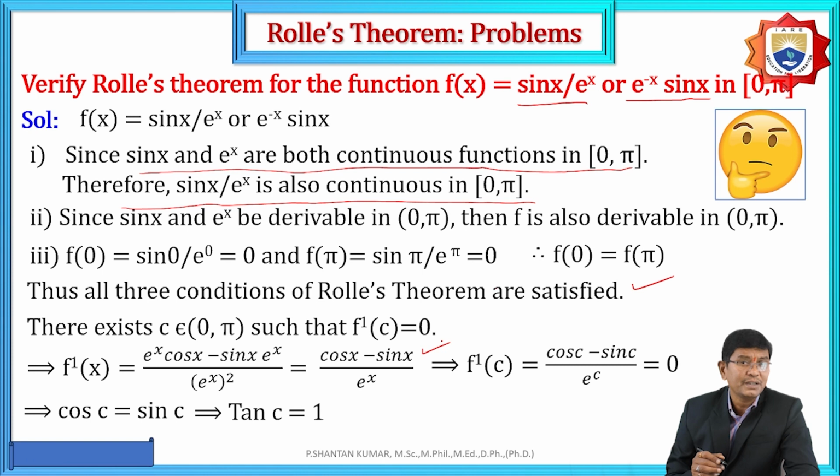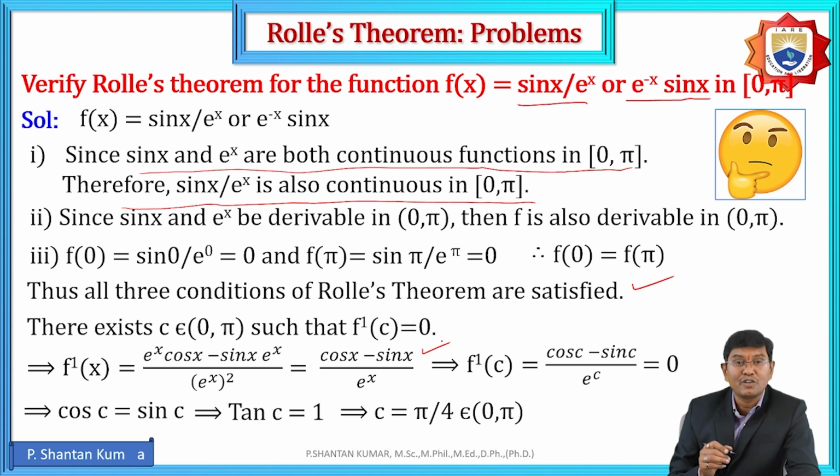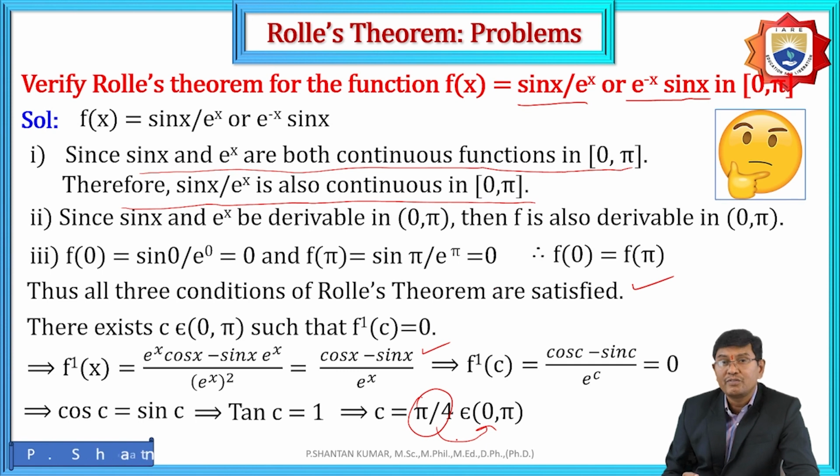And tan c is equal to 1 means whenever the value of tan c is 1, the angle is pi by 4. Therefore tan c is equal to tan pi by 4, which means c is equal to pi by 4. This pi by 4 lies between the limits 0 comma pi. Therefore, the three conditions are satisfied.